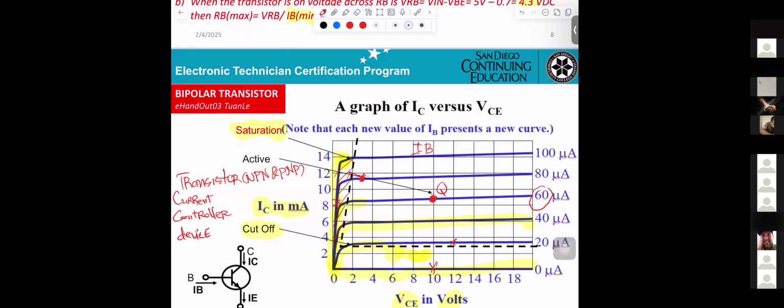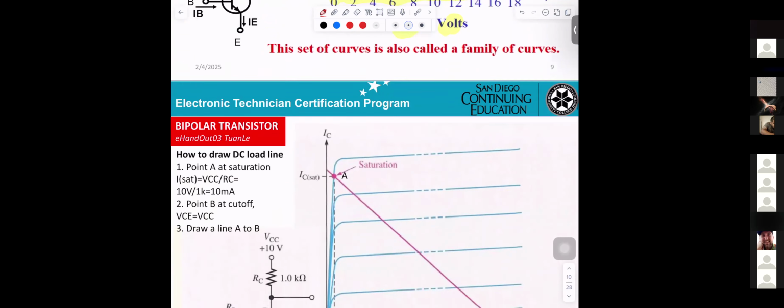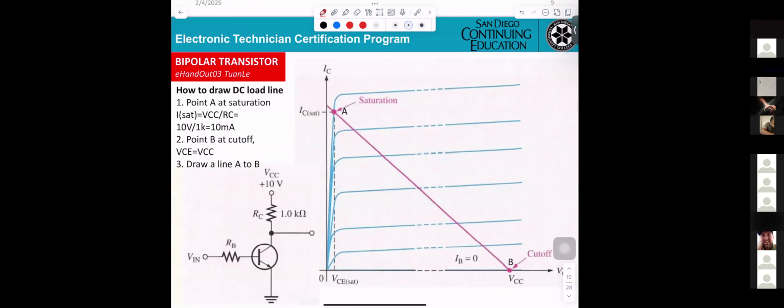That means basically they control by the current. Okay. Later on, when you're learning about the FET, that's another transistor. They will be controlled by the voltage. That's what they call a DC load line.